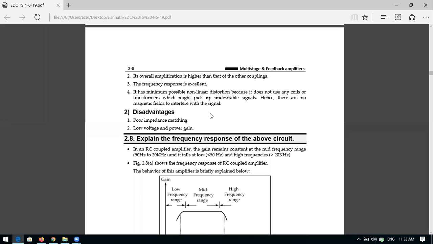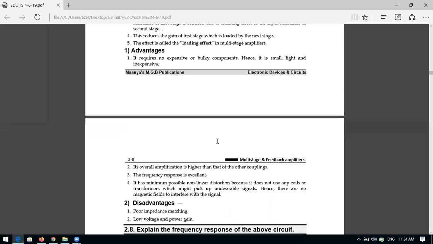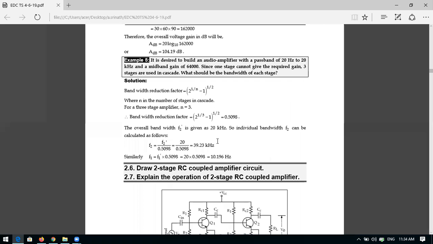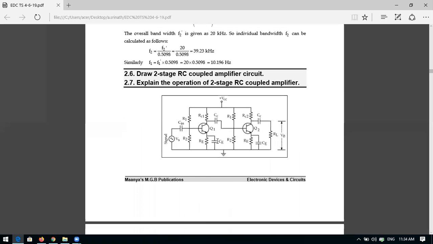poor impedance matching. So here you will have poor impedance matching, whereas in transformer coupled amplifiers impedance matching is higher because you are using a transformer at the output side. So that is the reason the major disadvantage here is poor impedance matching, and the power gain as well as voltage gain is also very less compared to the transformer coupled amplifier network and direct coupled amplifiers. So this is the major disadvantage of the two-stage RC coupled amplifier circuits. Is it clear, all of you?